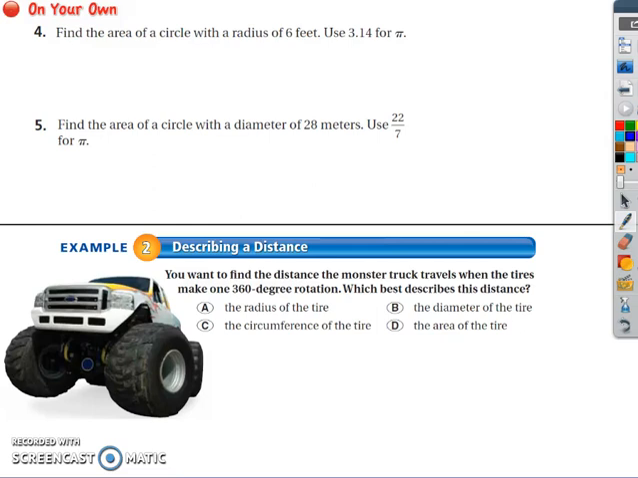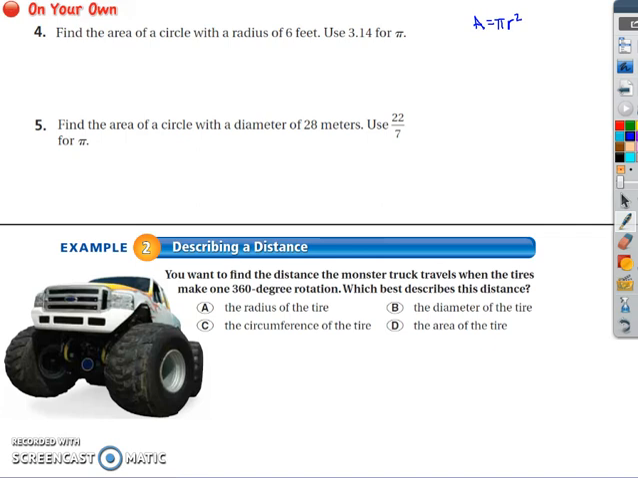Hello, today we're going to be continuing our discussion on section 8.3, which is on areas of circles. In a previous lesson, we discussed our formula for area of a circle. Area of a circle is equal to the product of pi times the radius squared, or area equals pi r squared. First, I'd like to recall finding the area of a circle with a radius of 6 feet.